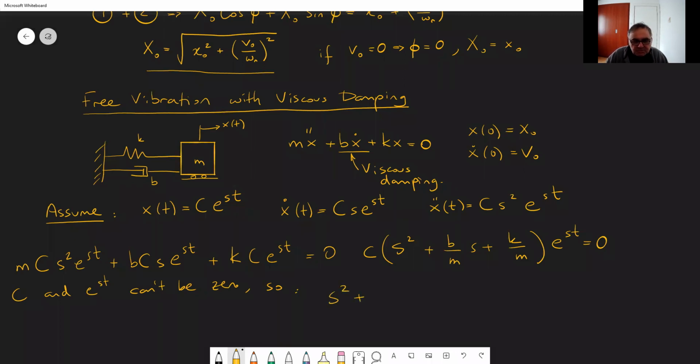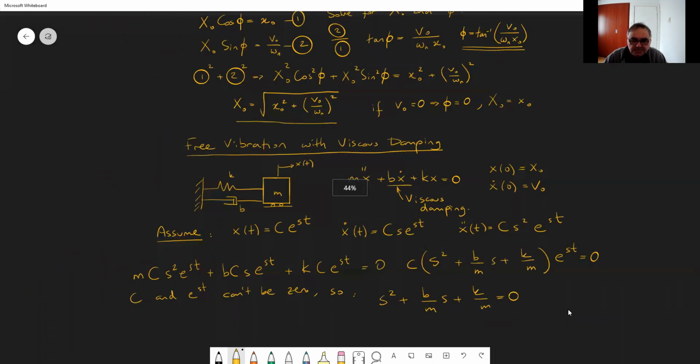s squared plus b over m s plus k over m. Whatever this s is, we don't know what this s is, by the way. We will find out. You might suspect it has to do with Laplace. Well, of course it is. It has connections with the Laplace transform, but not exactly. Anyway.